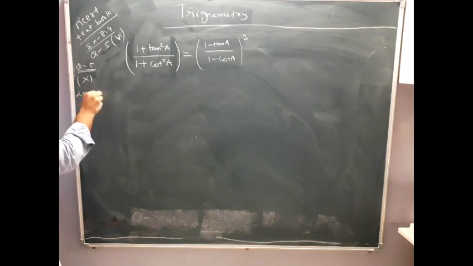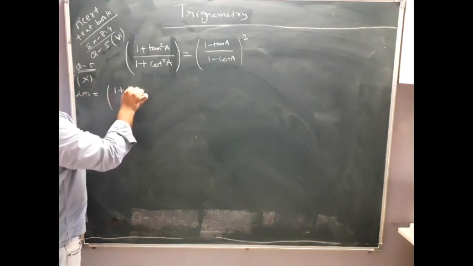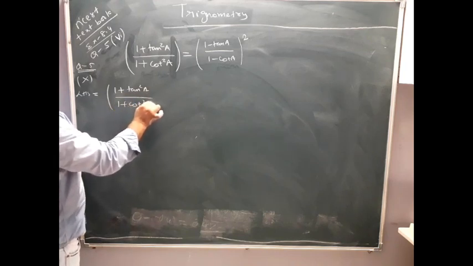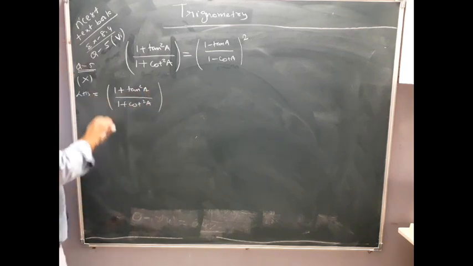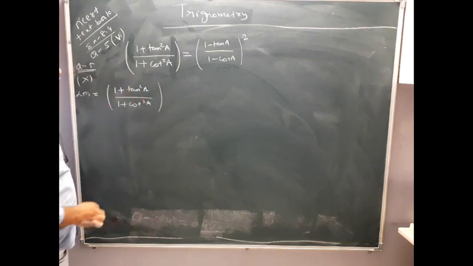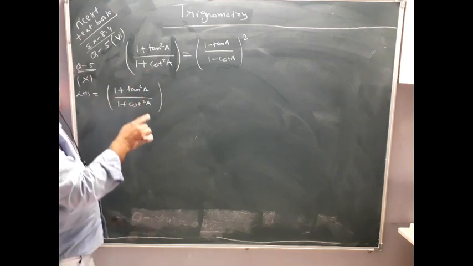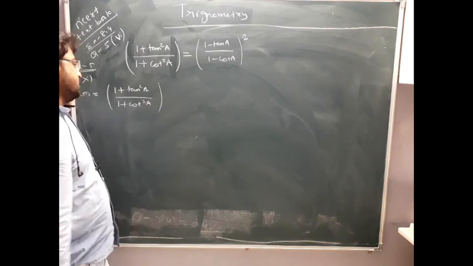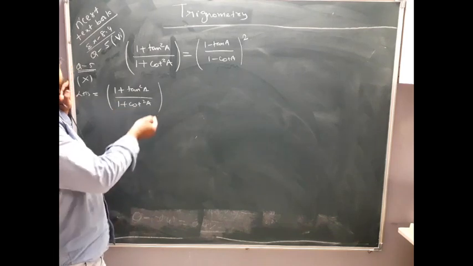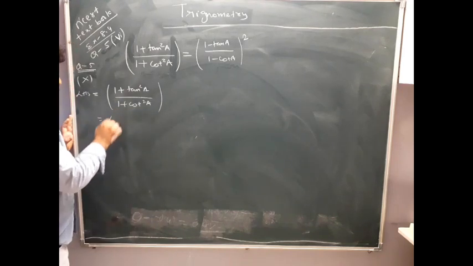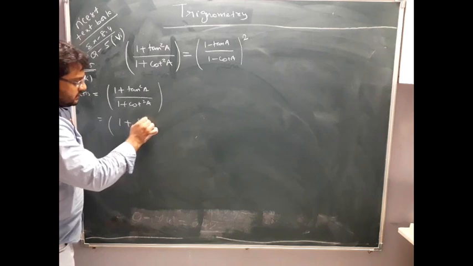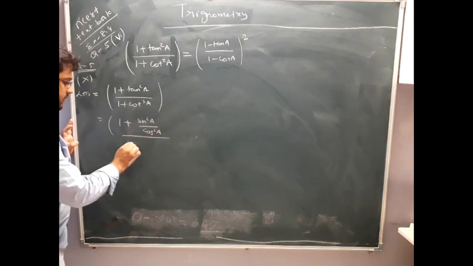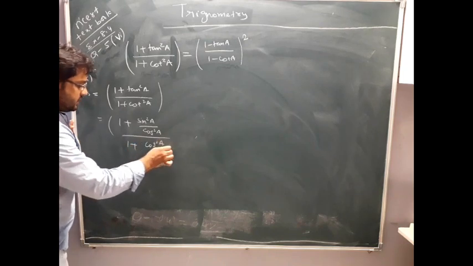LHS: 1 plus tan square A by 1 plus cot square A. Okay. Now see, here there is no root. When there is no root, I will not take rationalization. I told you in the previous problem in this session only. So what I will do, I will go separately in terms of sin and cos. So see, 1 plus sin square A by cos square A, and here will be 1 plus cos square A by sin square A.